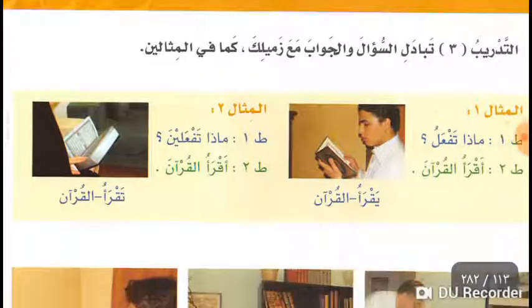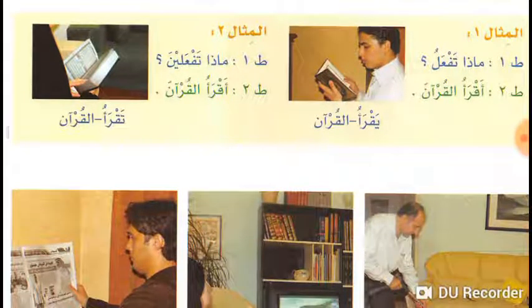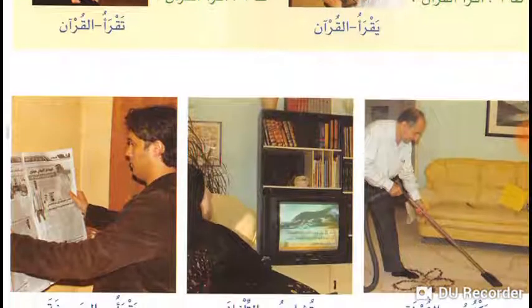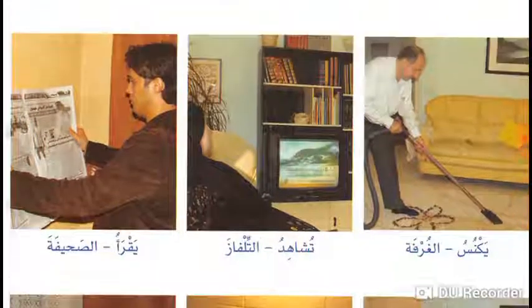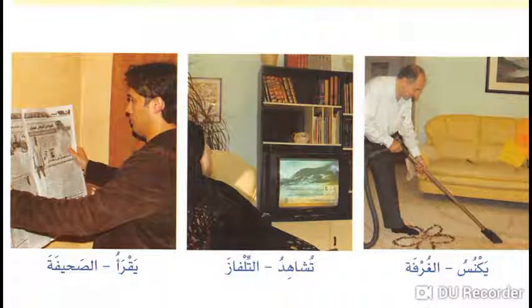Then third exercise. The first student will ask, Matha taf'alu? What are you doing? And the second will tell him, Aqra al-Quran, I am reading the Quran. Same question for female: Matha taf'alina? What are you doing? Aqra al-Quran, I am reading the Quran. So this is the difference between the male and female question. In the first three pictures, Miss Luma asks the question. Okay, sir.